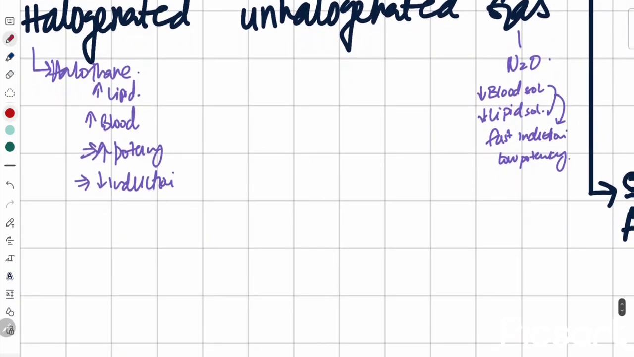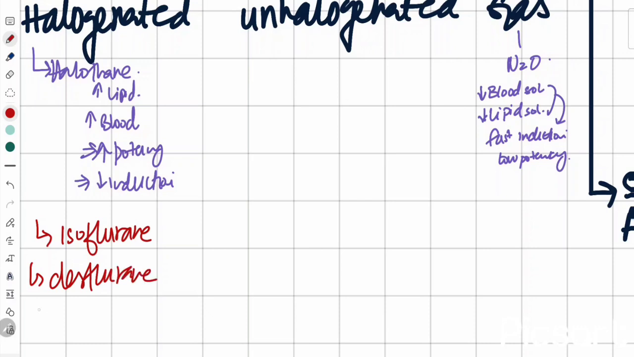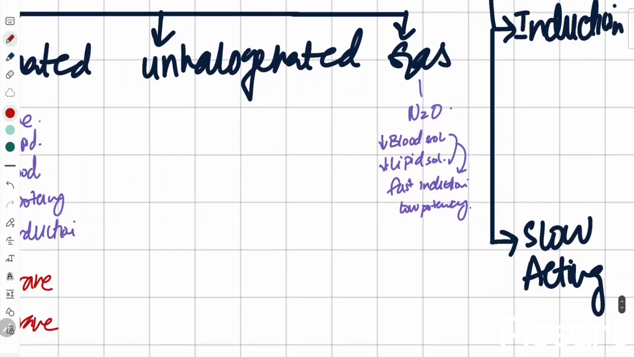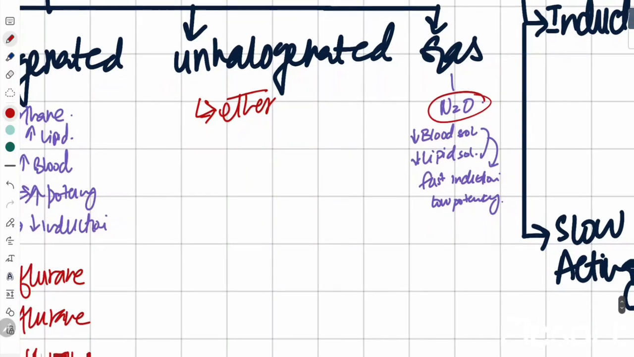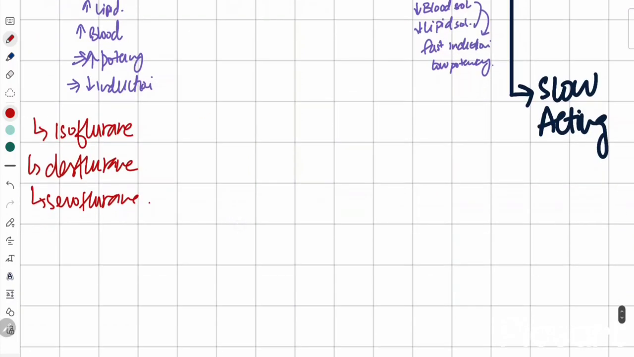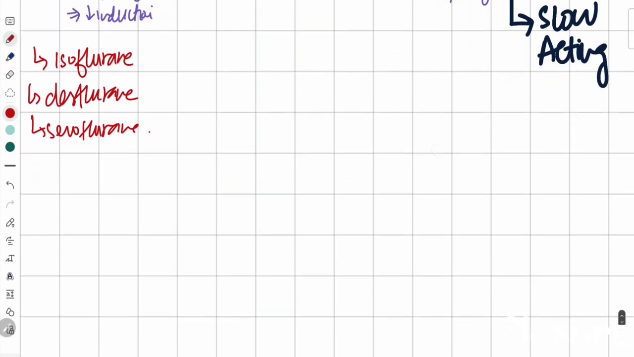Okay, so what others are halogenated? Halothane. Then we have the other examples: isoflurane, desflurane, and sevoflurane. And unhalogenated ones are others, like ether, and for gases, N2O. For all of these, the mechanism is unknown. How they work, we really don't know.